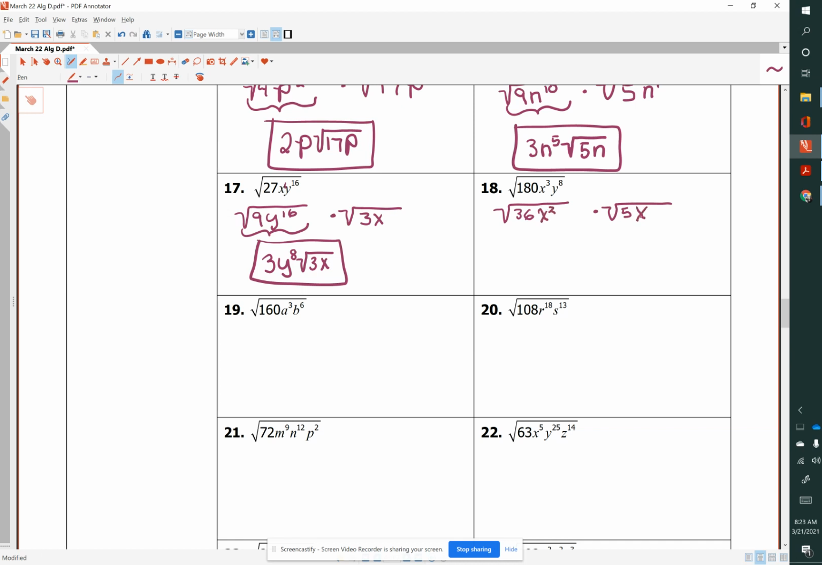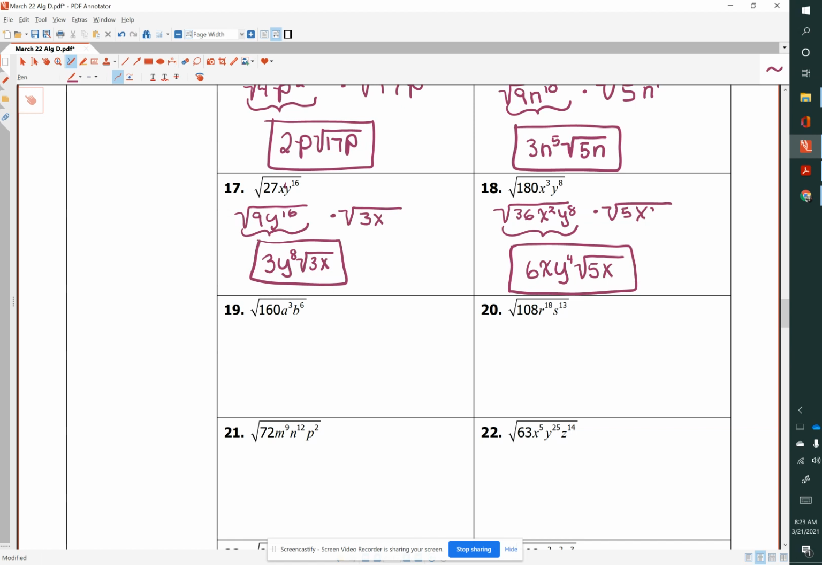That puts an x over here. And then we have our y to the 8th. So the left side is our perfect square side. The square root of 36 is 6. X, 2 divided by 2 is 1. Y, 8 divided by 2 is 4. And our remainder that cannot be factored into perfect squares, square root of 5x.